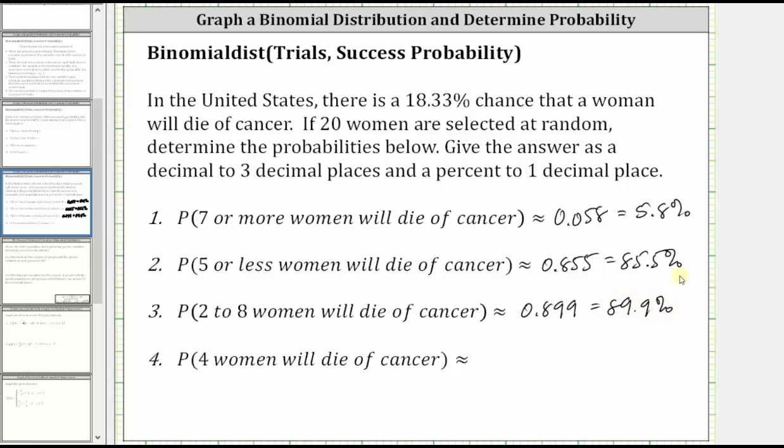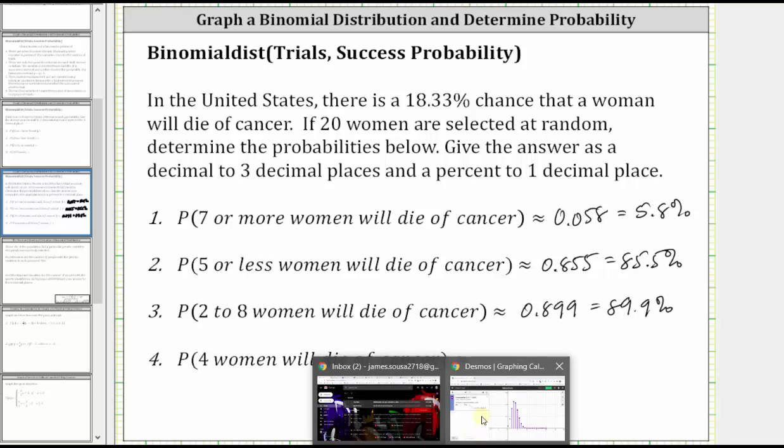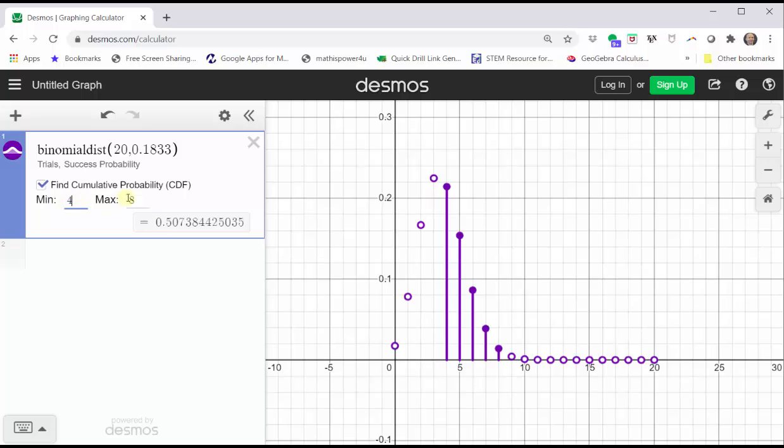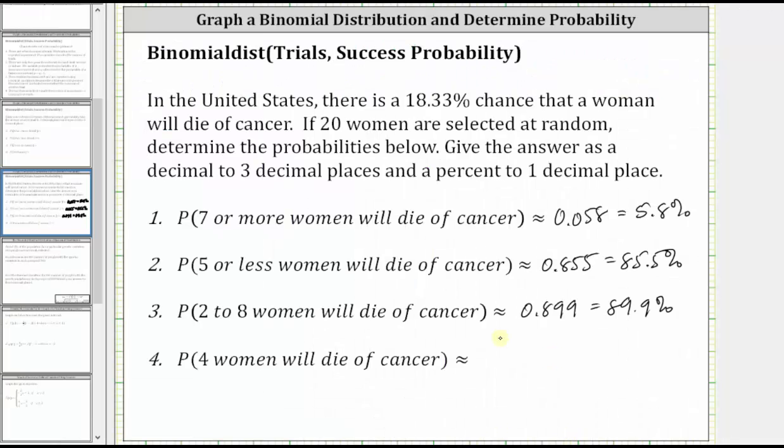And for the last example, we have the probability that 4 women will die from cancer out of the 20 selected. To find this probability, we set both the min and max to 4, which gives us approximately 0.214 or 21.4%. Going back to the graph one last time, notice how if we click on the x value of 4, it does give us the same value, in this case, rounded to 4 decimal places. So the probability of 4 women dying of cancer out of the 20 selected is approximately 0.214, which is equal to 21.4%.